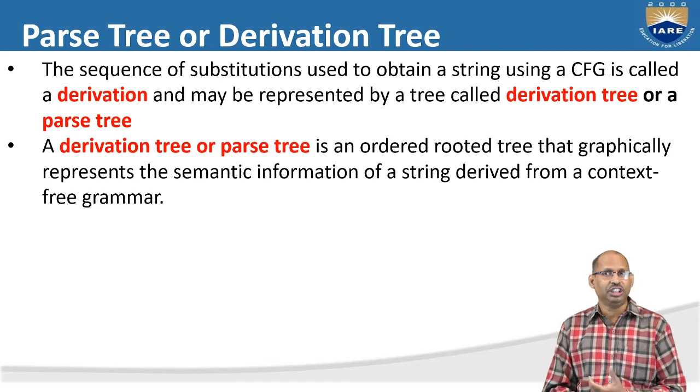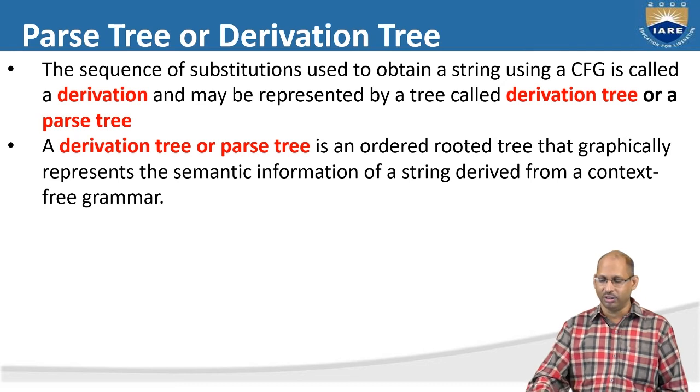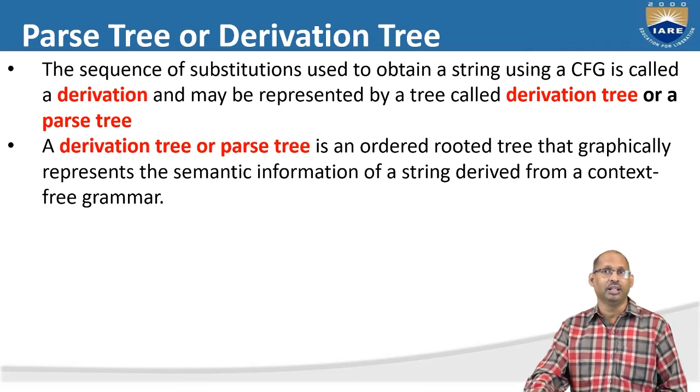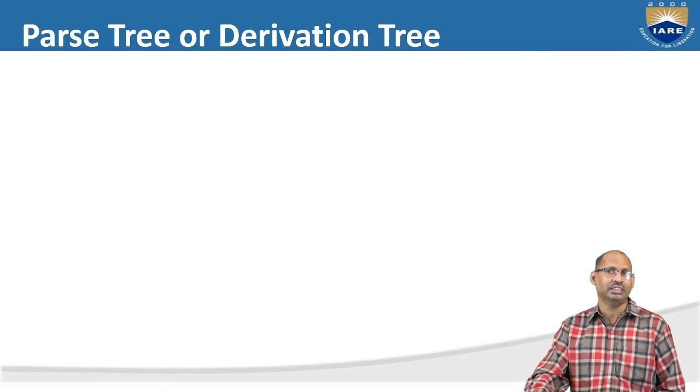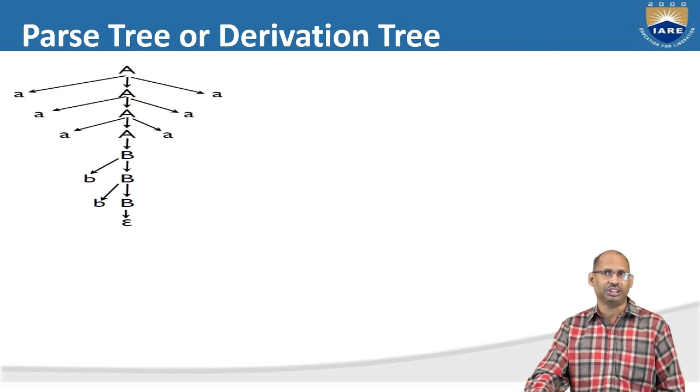So a derivation tree or parse tree is an ordered rooted tree that graphically represents the semantic information of a string derived from the context free grammar, right? So using the productions of the context free grammar, we replace one step with another step. All those derivation steps will be represented in tree form, called a derivation tree or parse tree.